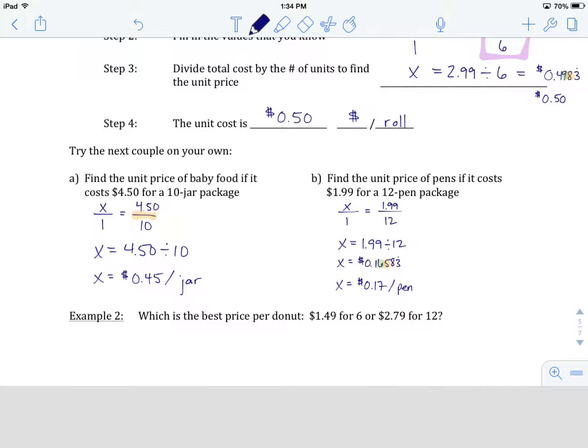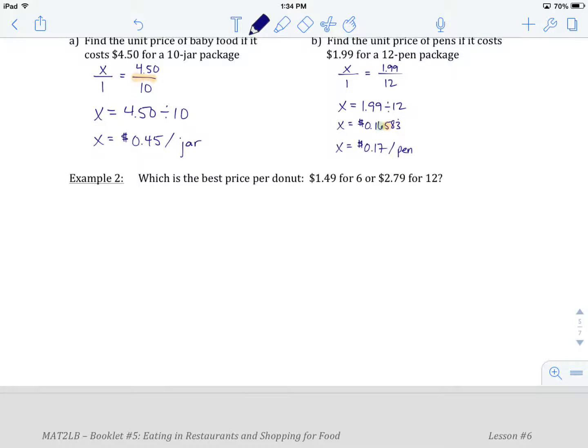Now example number 2 takes that one step further. It sets up two different scenarios. So in this case we're talking about donuts. What's the best price per donut? $1.49 for 6 of them, or $2.79 for 12 of them. We can't make this comparison because in one scenario we're buying 6, in the other scenario we're buying 12. We need to figure out how much it costs for one donut. And that's unit price. That's what we're doing in this lesson. So let's do each of these.